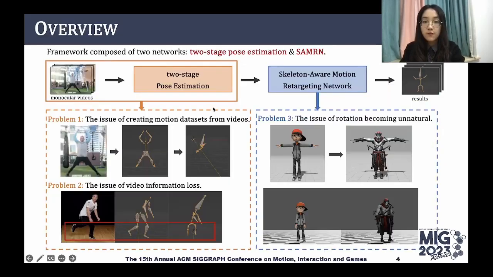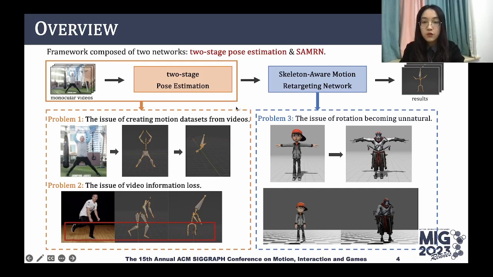We propose a framework composed of two networks to handle data extracted from videos. This involves extracting motion data from videos using two-stage pose estimation and then feeding it into the skeleton-aware network to generate retargeting results. However, our experiments have identified three problems.